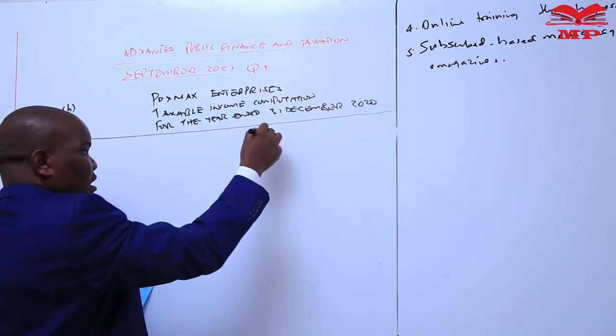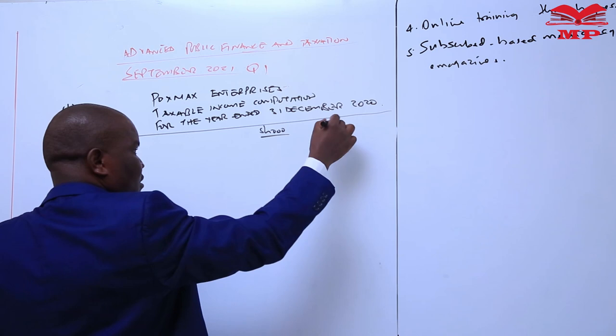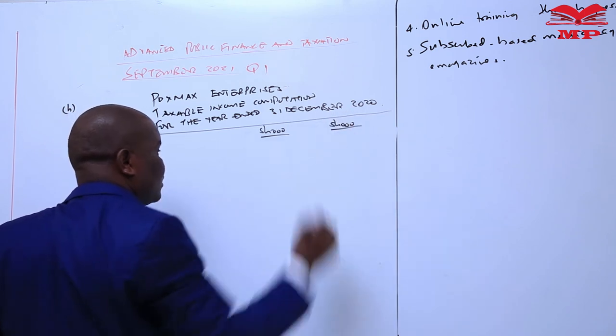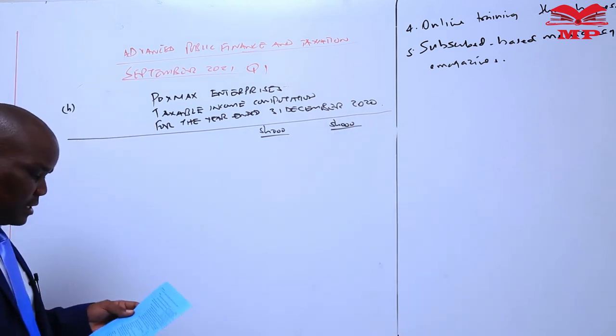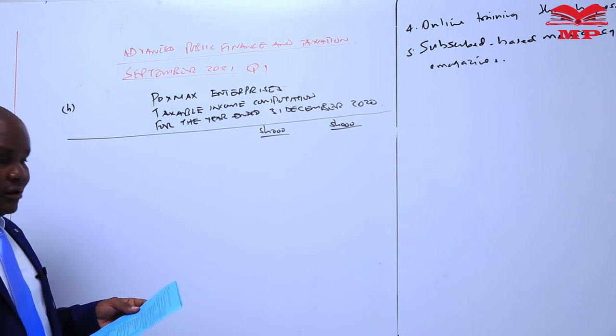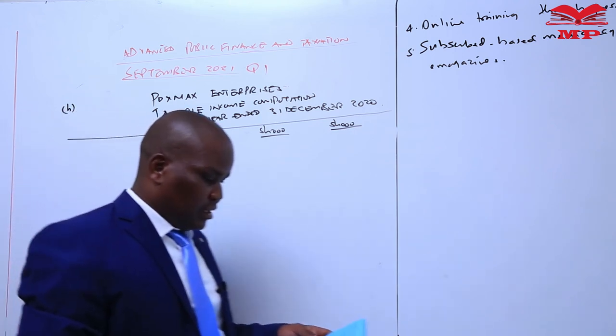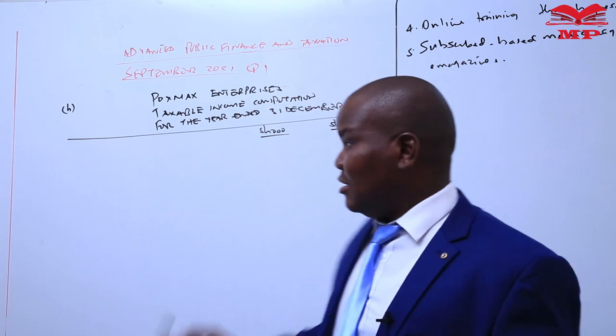Then make sure you have the currency columns. The currency in the equation is shillings. Have the two columns. So we follow the equation. We look at each transaction at a time, determine the taxable income, then put them together.